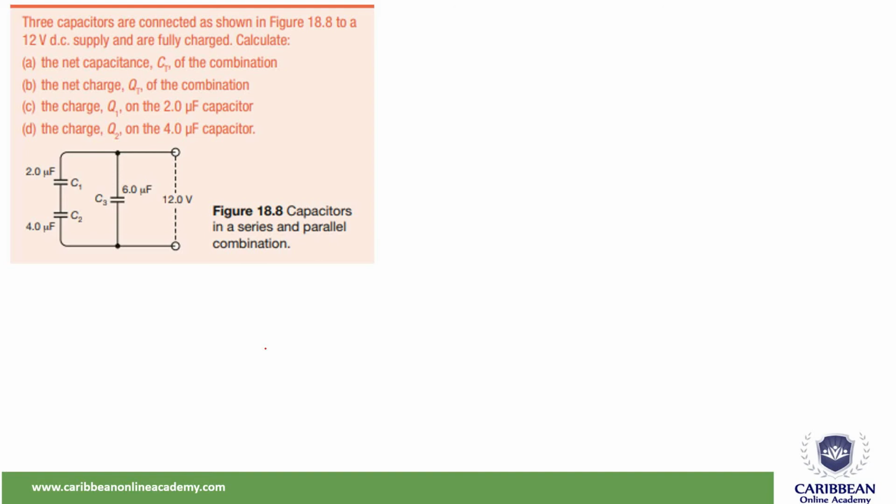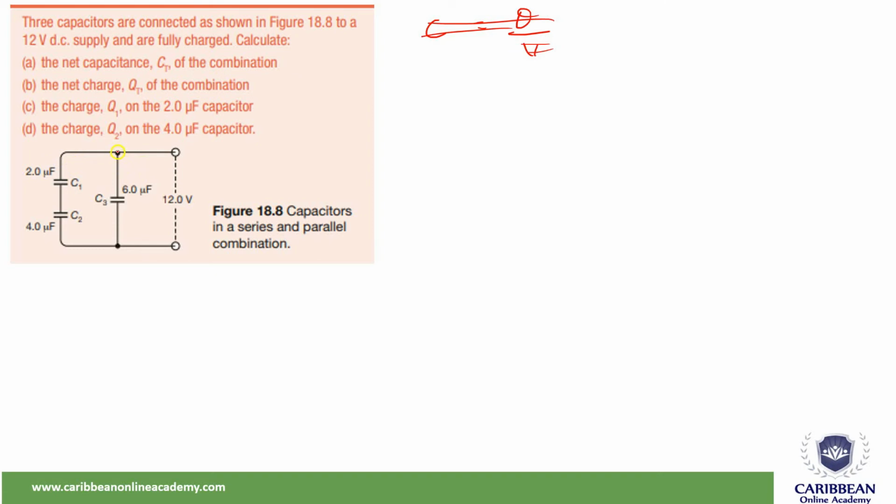And we could start off by recalling that capacitance is equal to Q divided by V. Good. As a matter of fact, no, we don't need to start with that. We want to find the net capacitance. So what we need to do is to look at the circuit.